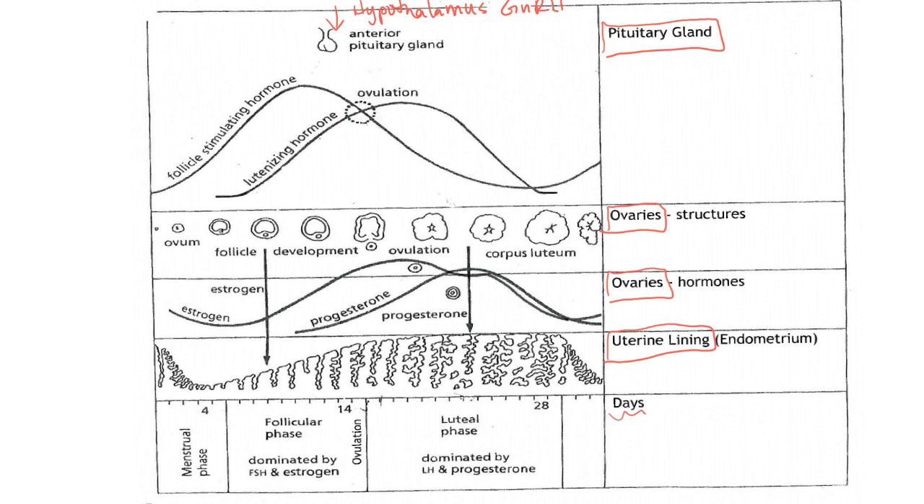FSH initially, in reality, really just goes up at the beginning and then falls down, sort of peaks, and then stays down. If we're going to say what FSH truly does, LH will stay low.